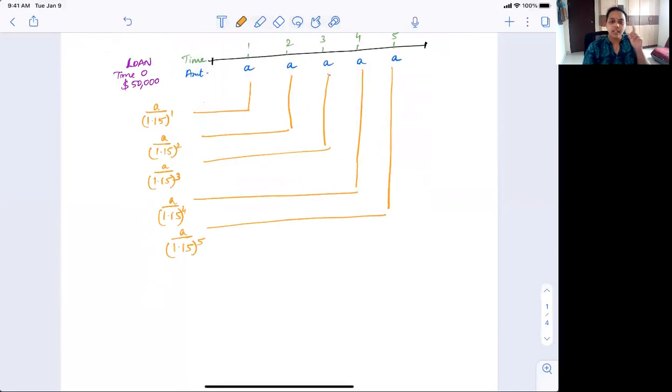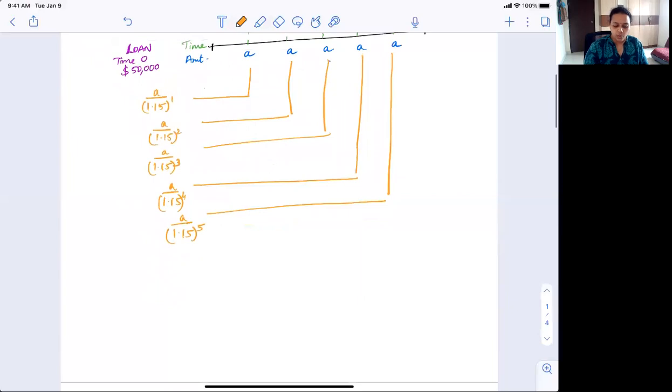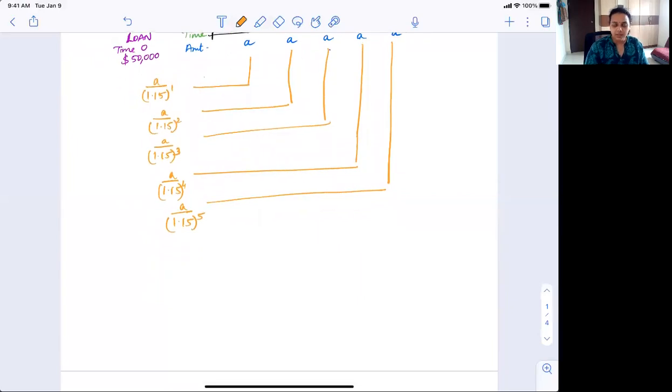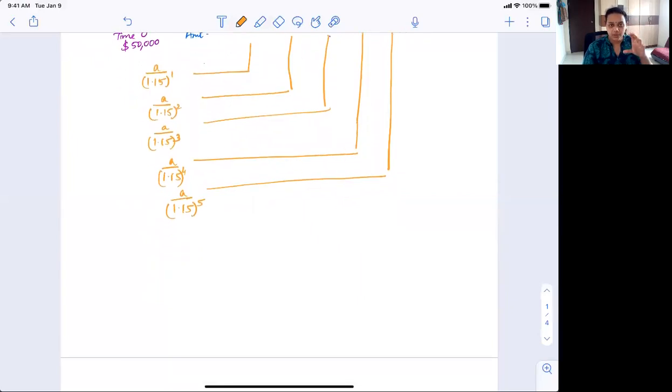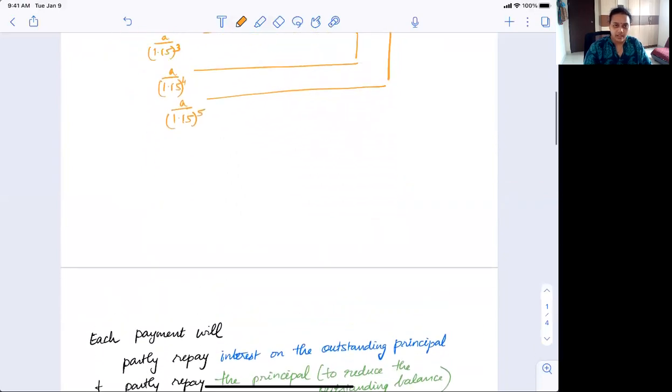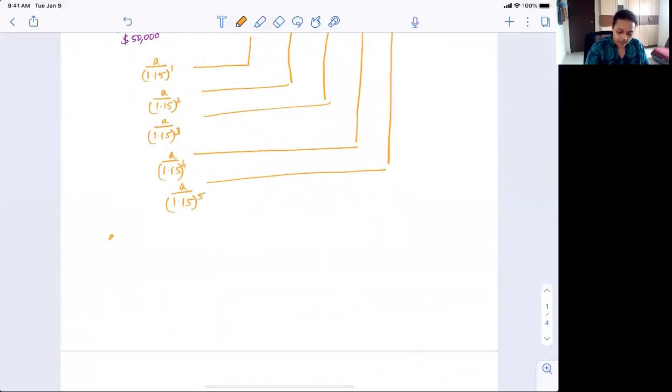Now, what should the present value of all of these payments be equal to? Well, the present value of these payments has to be equal to the value of the loan that I borrowed at the start of the time, which is at present. So we equate the sum of these installments, we equate the sum of these present value payments. So we say A by 1.15 plus A.